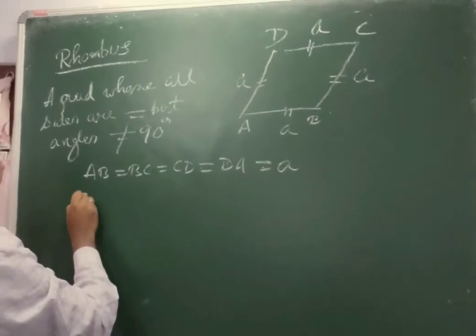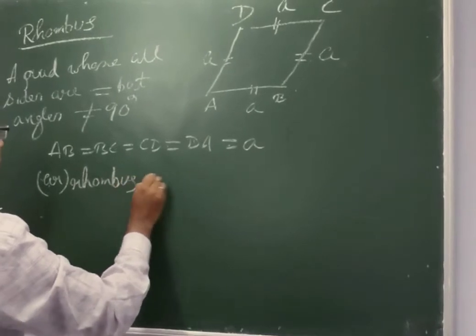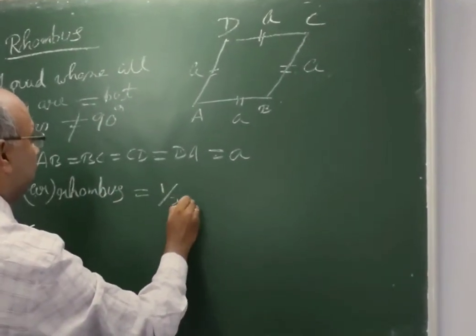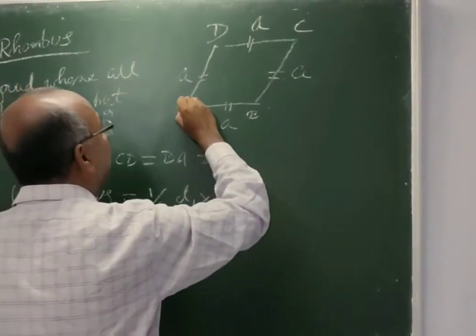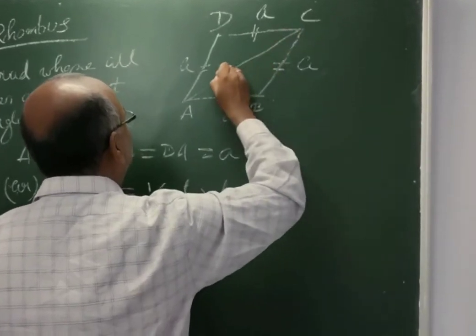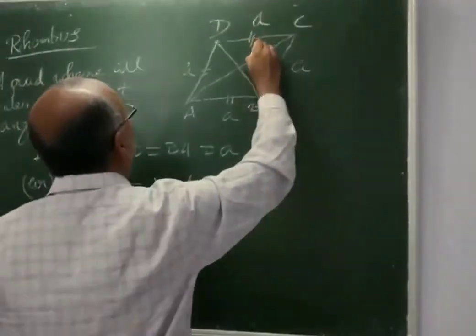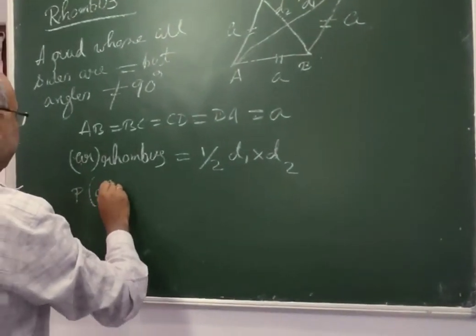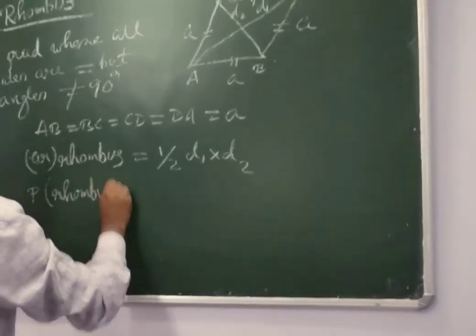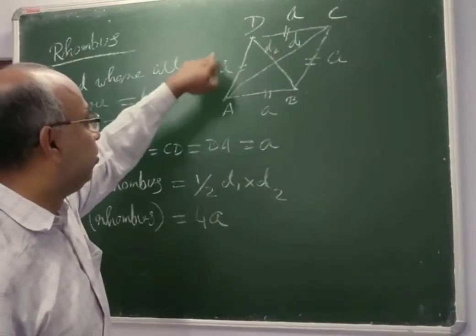Now, what is the area of a rhombus? The area of a rhombus is half D1 into D2. The diagonals, joining corner to corner: this is your D1 and this is your D2. So half D1 into D2. And what is the perimeter of a rhombus? P means perimeter. The perimeter of a rhombus is equal to 4a, because the sum of all the sides means perimeter.